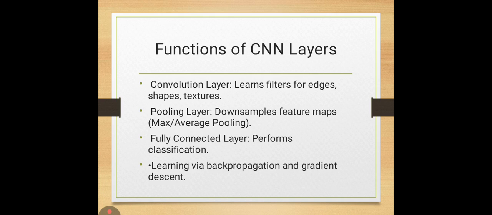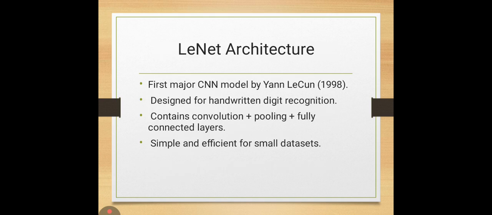Next, an important topic: the popular CNN architectures. Some important CNN architectures are: first, the LeNet architecture. The LeNet architecture was introduced by Yann LeCun in 1998. It was designed for handwritten digit recognition. LeNet is simple, efficient, and suitable for smaller data sets.